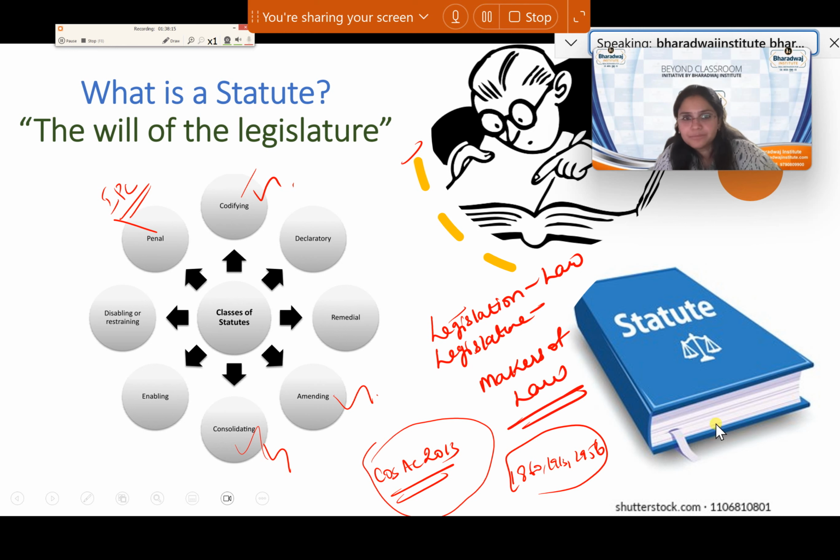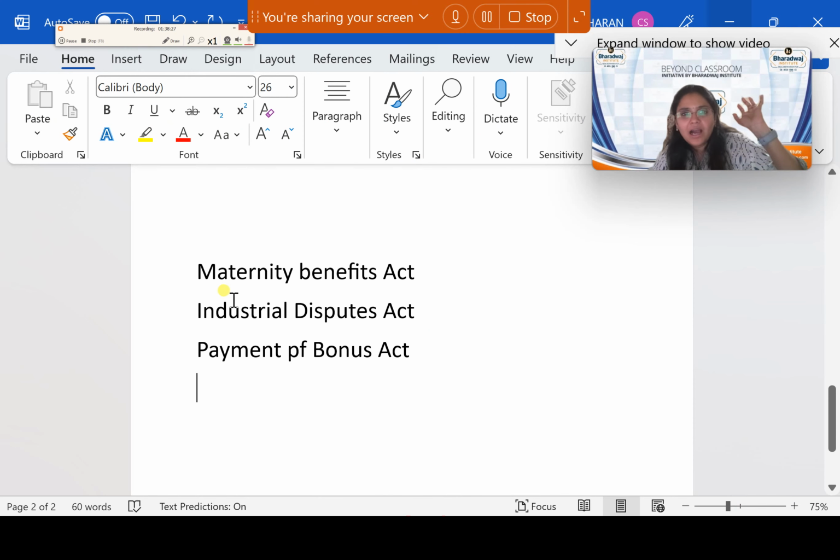Come again? The Maternity Benefit Act will come under enabling law. It will come under the enabling law. I am trying to enable what in these cases, guys? I am trying to enable maternity benefits for women. So it is more of what kind of a law? I am enabling a benefit for a community of beneficiaries. So it's a beneficial legislation.